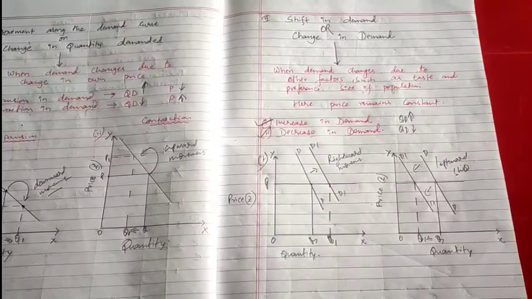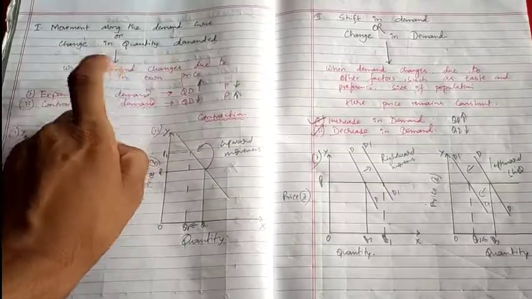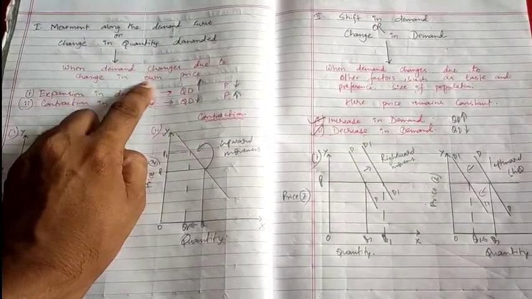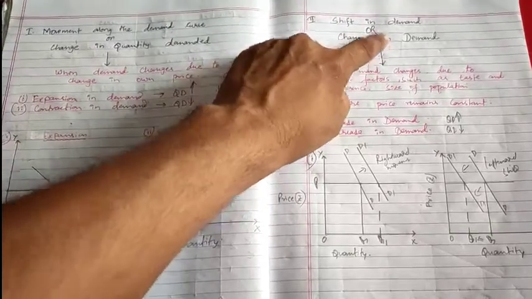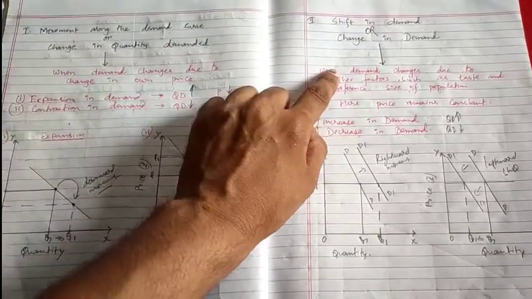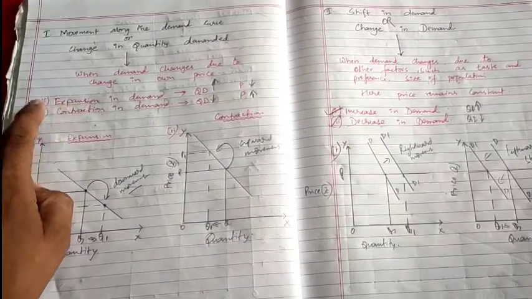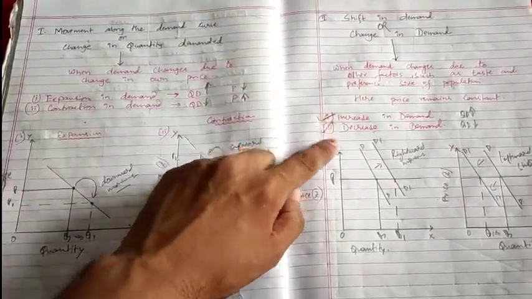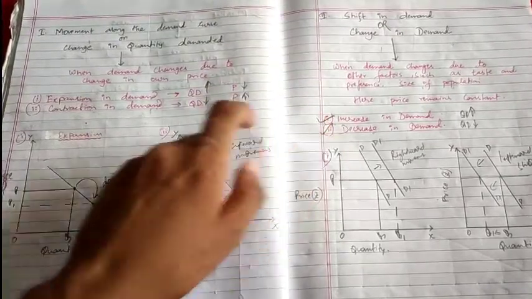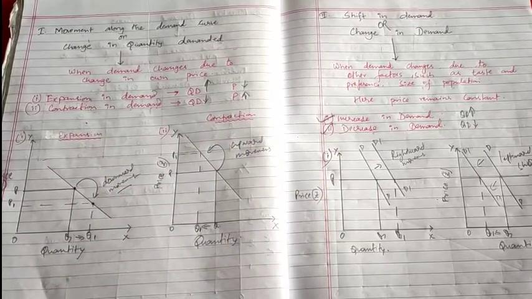So today in this video we have studied movement along the demand curve, that is change in quantity demanded, which was due to price, other factors being constant. Then we studied shift in demand, or change in demand, where demand changes only due to other factors and price remains constant. Under movement we had two categories, expansion in demand and contraction in demand. And in shift in demand we had two topics, increase in demand and decrease in demand. So practice this topic with the help of diagrams so that it will be clear to you all.